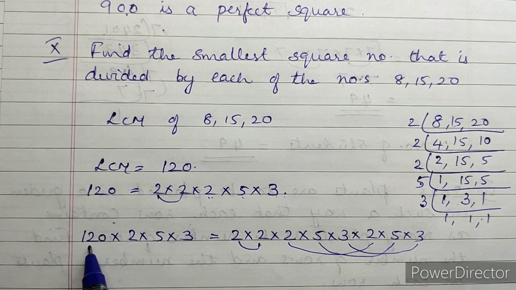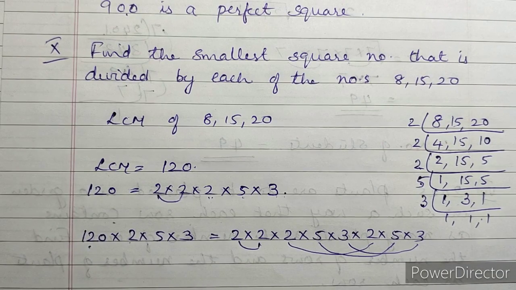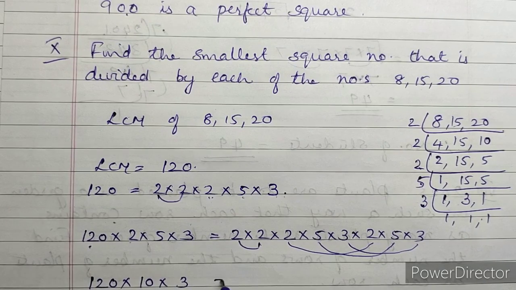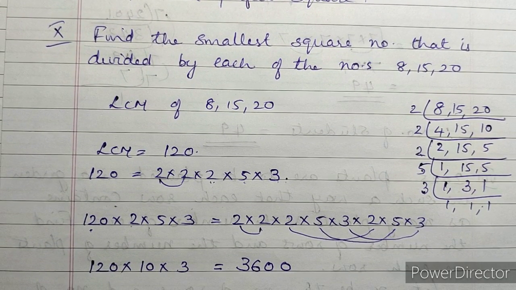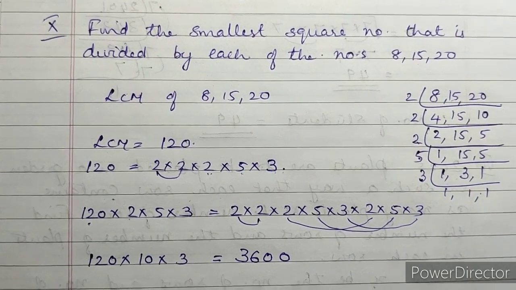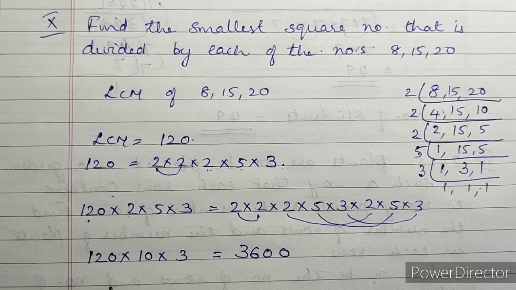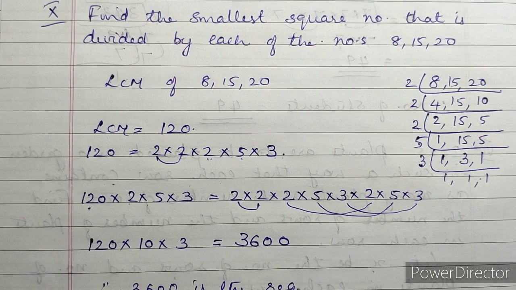How much will it come? 120 into 2 into 5 is 10, so 1200. So 1200 into 3, which is equal to 3600. So 3600 is a perfect square, which is the smallest square that is divisible by each of the numbers 8, 15 and 20. Therefore, you can write the conclusion: 3600 is the required perfect square number.